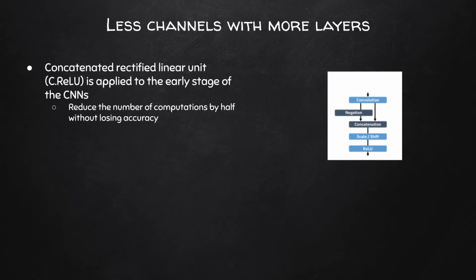Now, this slide shows the main idea, which is fewer channels with more layers. First, concatenated rectified linear unit is applied onto the early stage of the CNN layers. This is also shown in the top figure. Having this module reduces the number of computations by half, but it doesn't lose accuracy.